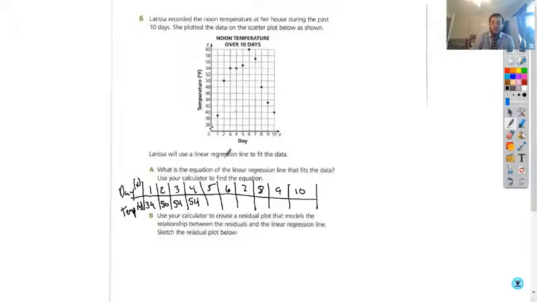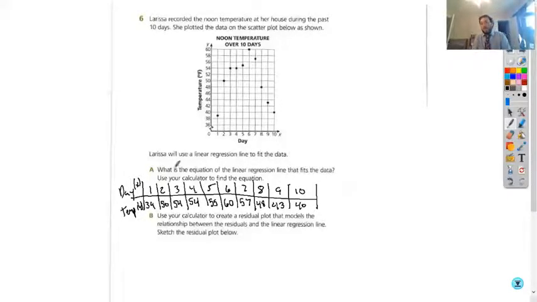Day 5 is up to 55 degrees. Day 6, we jump all the way up to 60. Day 7 is 57 degrees. Day 8, we're at 48 degrees, so a big drop there. Day 9, a big drop again, down to 43 degrees. And day 10 is at 40 degrees.